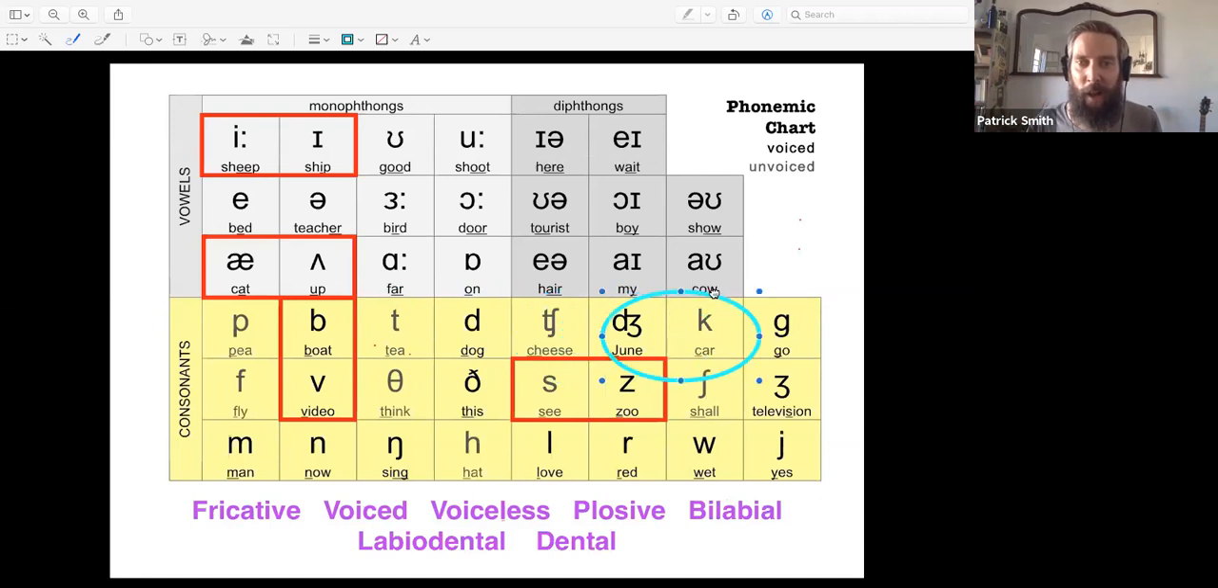Again, this is slightly obscured for me by your chat, but k and g, the same thing. K, g, I'm doing the same thing. But when I make a G, it's voiced. There's vibration. G, g, g. I can feel a vibration. K, no vibration. Okay, exactly the same thing is going to happen here with an f and a v.